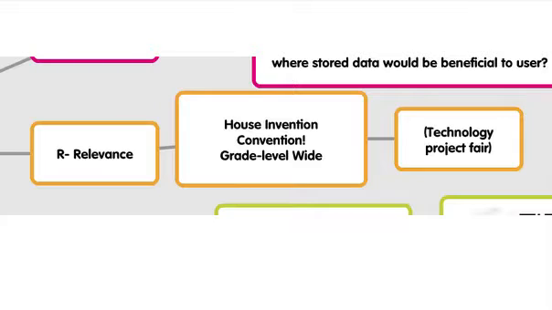So R stands for relevance, using the ARCS model. I wanted to make a lesson with a bigger overlying project, so I think having a little invention convention would build a lot of relevance in this learning. Basically it would be a school-wide, or you could do a grade level-wide technology invention project fair. So everyone would be doing it, so it would spark a lot of conversations between students about the Internet of Things.